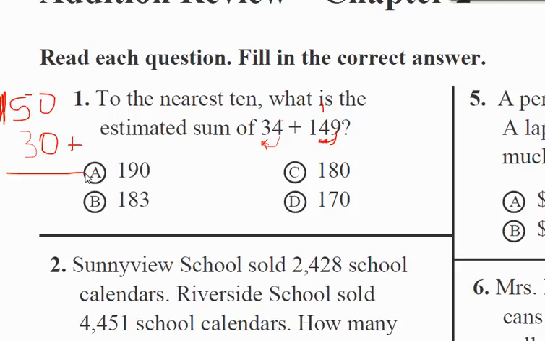So now I have to add. So 0 plus 0 is 0. 5 plus 3 is 8. And then 1 plus 0 is 1. So my answer should be 180, which is C.